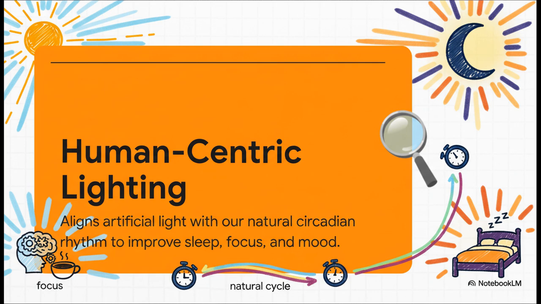Now this is where things get truly mind-blowing. There's this whole field called human-centric lighting, and the idea is that light has a profound biological impact on us. It's all about tuning our artificial lights to match our body's natural internal clock, our circadian rhythm. That means using cooler, brighter light during the day to help us feel alert and focused, and then shifting to warmer, dimmer light in the evening to help our bodies wind down and prepare for sleep.